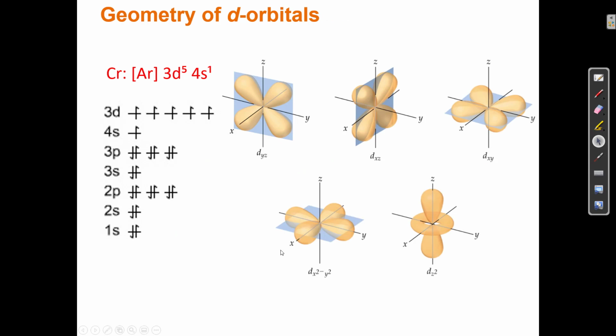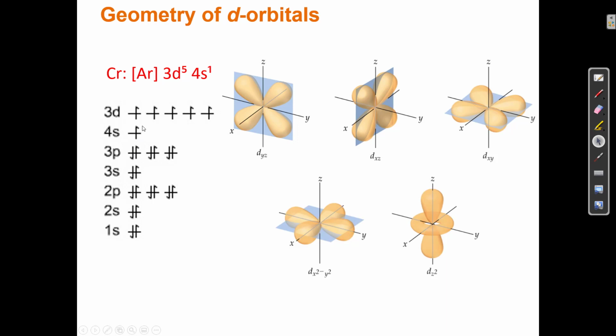So remember, this is the geometry of d orbitals. The order goes 1s, 2s, 2p, 3s, 3p, 4s, and then 3d, right? So we've got 3d here. And the 3d orbitals are shifted even higher in energy than the 4s. Remember, this is also why the 3d orbitals are higher in energy than 4s, because of that repulsion that causes 3d to even go above the 4s orbital.